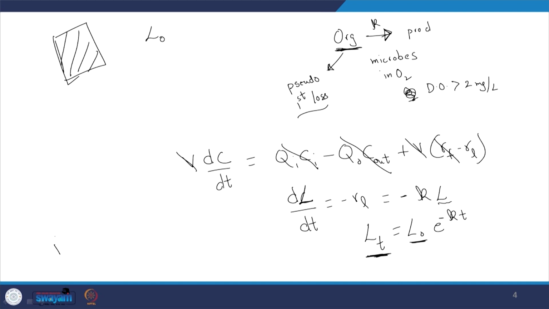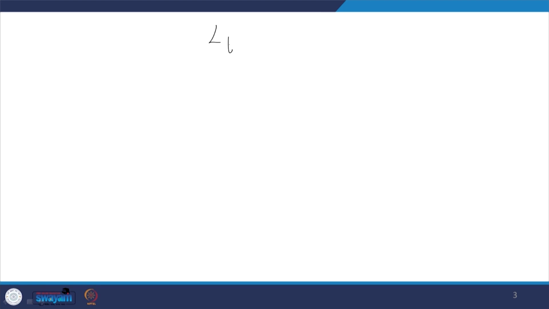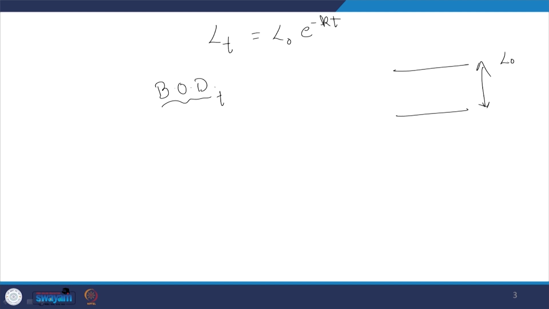But if I am trying to measure the BOD, what do I have? I have the organic content at time t being equal to L naught into e power minus k t. But I want to measure the BOD. What is BOD? It is the biochemical oxygen demand, let us say 5-day, or at a particular time t. So, it is the difference between the initial organic content and the organic content after time t.